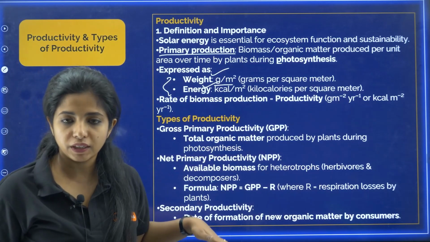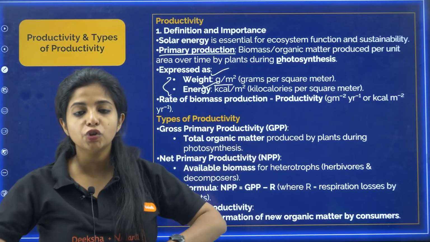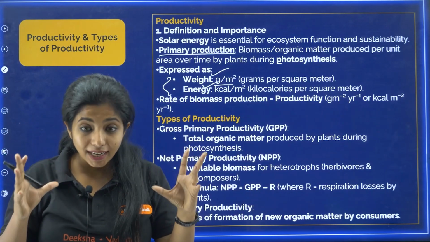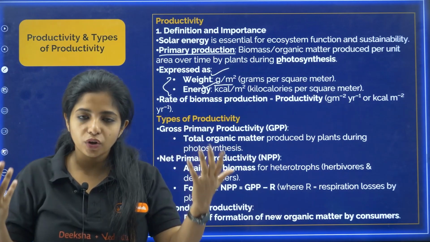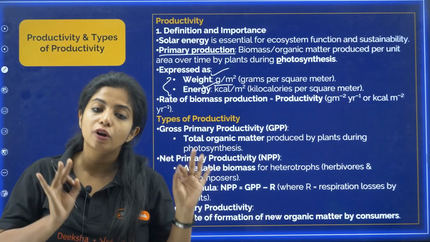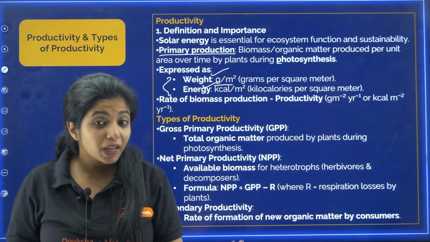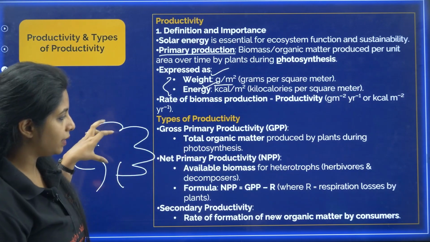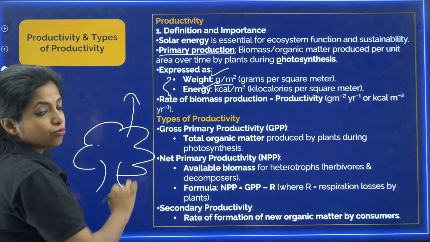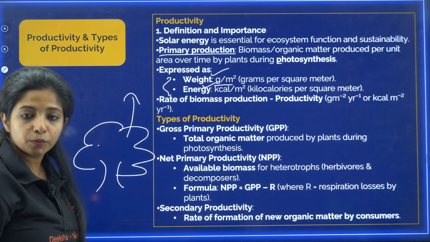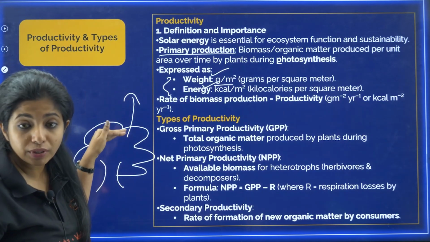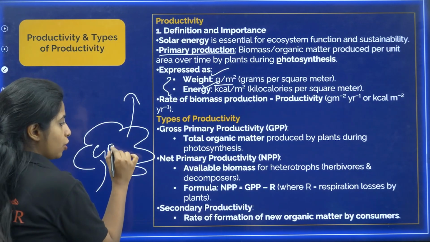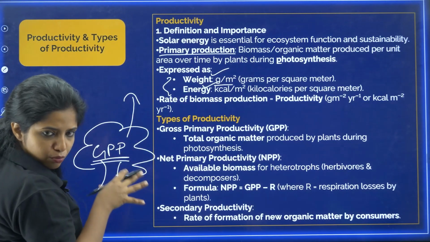Now, there are different types of productivity. There is gross primary productivity, as in the total organic matter that is going to be produced by the plants. The rate of total organic matter being produced by the plants is known as gross primary productivity. Now, net primary productivity is what? For example, this is a plant. Whatever organic matter is left for the next organisms to have, my dear children, available biomass for heterotrophs, as in the organisms that are going to eat this guy, is known as net primary productivity. So, GPP stands for gross primary productivity, as in what the plant is producing in itself.